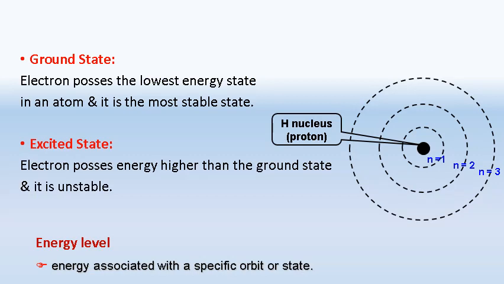So how to define ground state? Ground state is when an electron possesses the lowest energy state in an atom, and this state is the most stable state. While excited state is when an electron possesses energy higher than the ground state and it is unstable. So the state actually is referred to the energy level. For example, n equal to 1 is the energy level equal to 1. N equal to 2 is the energy level associated with a specific orbit at n equal to 2. So here is the nucleus.